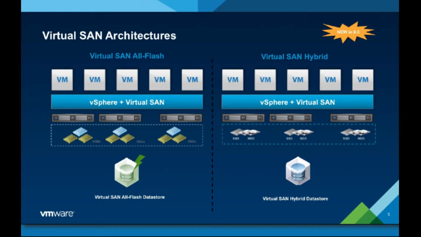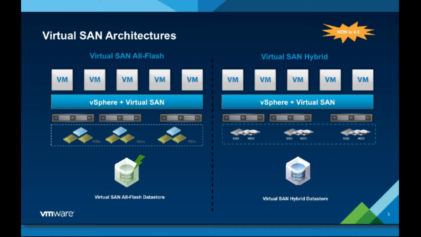One key change inside of virtual SAN 6 is in the architectural availability. We now have two architectures available to us. We have our old familiar architecture, the hybrid architecture, wherein you would have a minimum of one solid-state disk and one spinning disk. And that would create your disk group. And then you could scale that up and scale that out as needed in order to build out your cluster.